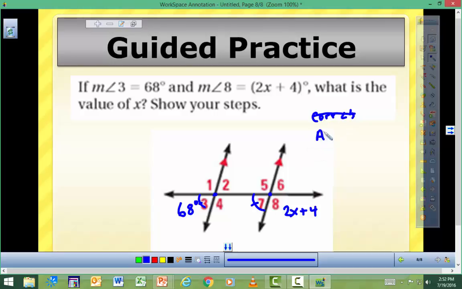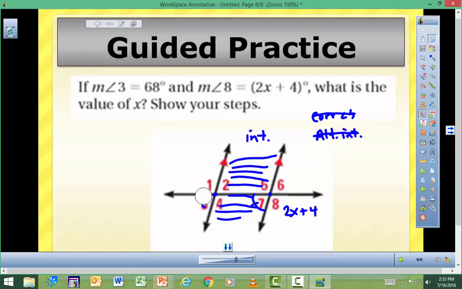How about alternate interior? Well, first of all, these two angles are not interior, they're exterior. So this portion here would be the part that's between the two lines, and the part that's between the two lines is what we call the interior angles. So these are not alternate interior angles. Now it turns out that these angles are exterior. They are both exterior angles because they're on the outside.